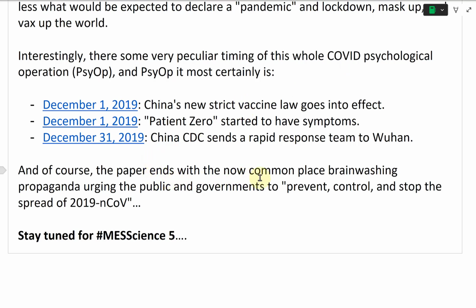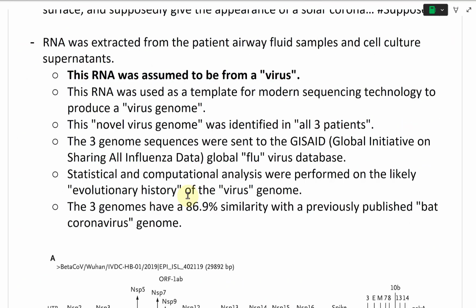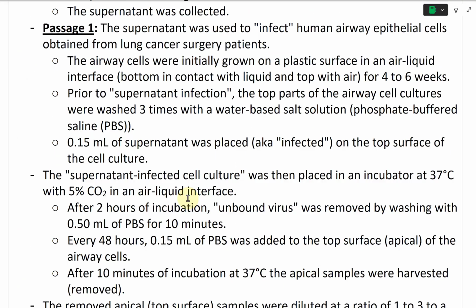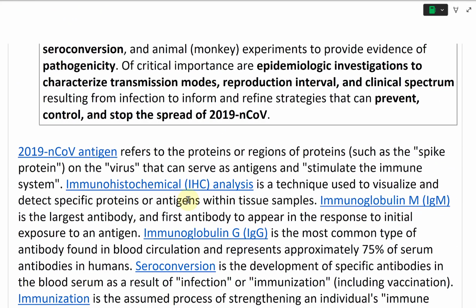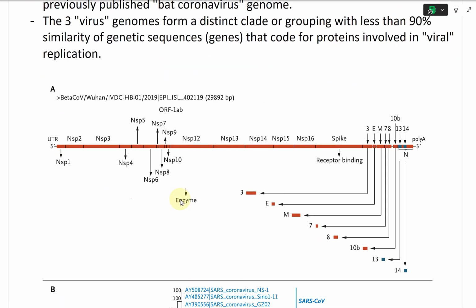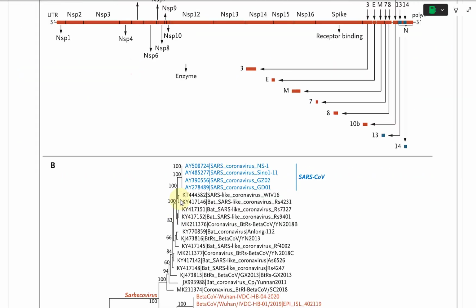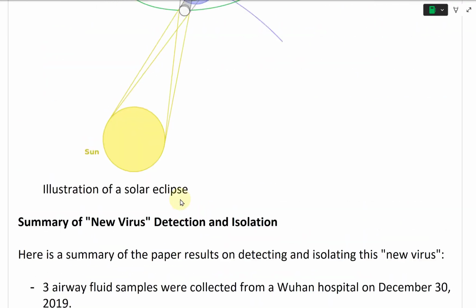And of course, the paper ends with now commonplace brainwashing propaganda urging the public and governments to, quote, prevent, control, and stop the spread of 2019 nCoV. Anyway, stay tuned for MESScience 5 and see what I get up to on that video. That's all for today. Hopefully you learned and were able to grasp this paper. It took me a while to grasp it, but yes, it looks like I'll have to do a video on genetic sequencing, and then also get my hands on some genetic sequencing technology and see what we could find.